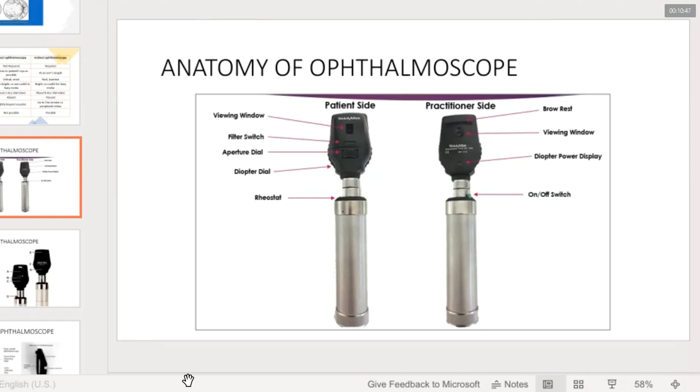And then we have a filter switch. And then under the filter switch, we have the aperture dial. And then at the side, it's actually the diopter dial, and then the rheostat. Rheostat basically controls the illumination. Okay. And then on the practitioner side, basically you rest your brow on the brow rest, and then you have a viewing window.